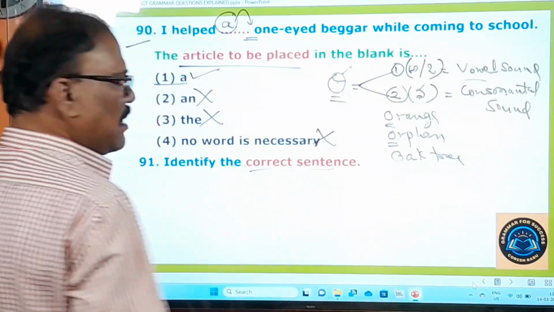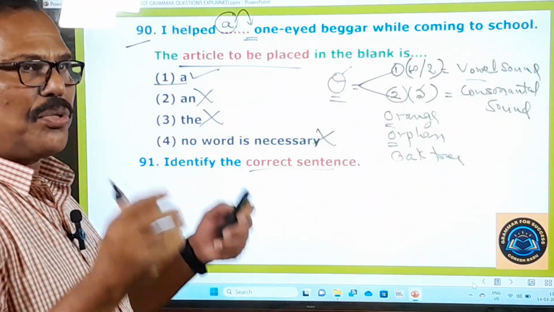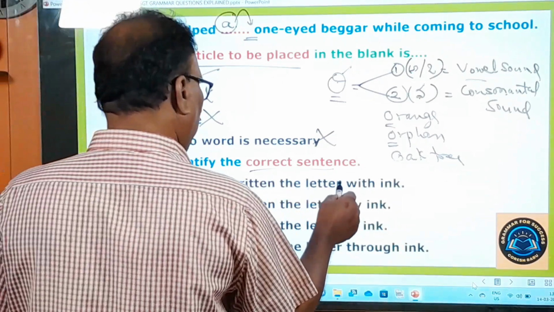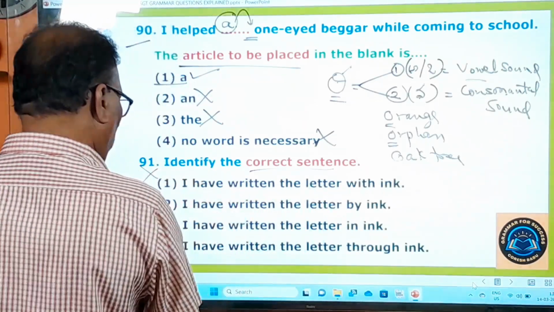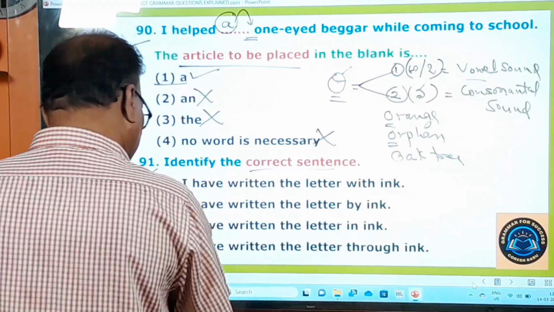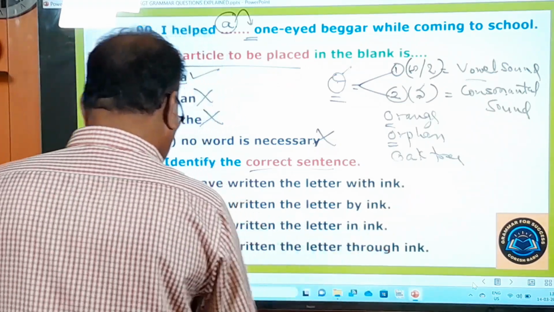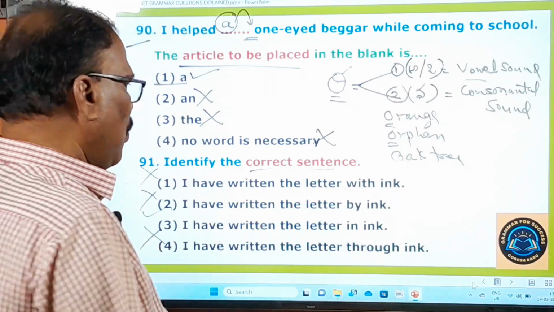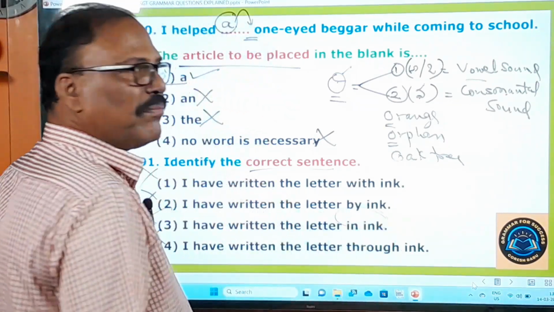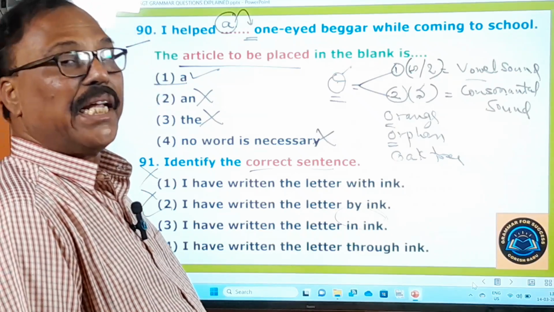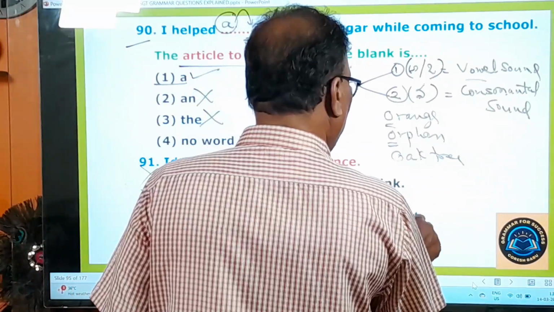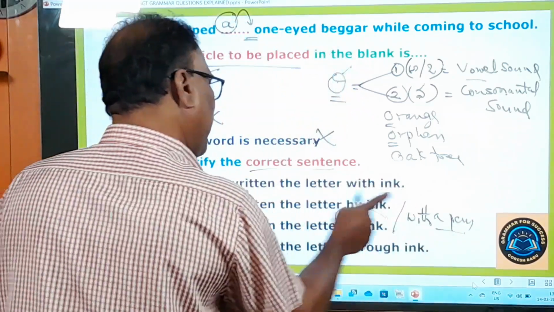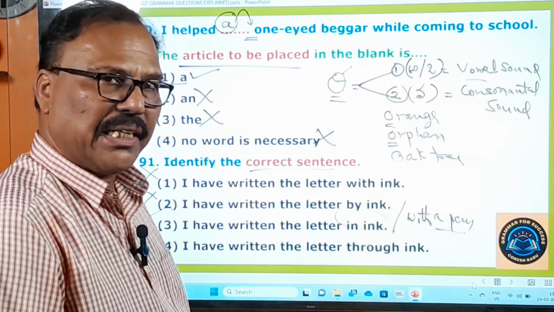Identify the correct sentence. He is asking you to choose the correct sentence. I have written the letter with ink. I have written the letter by ink, no. I have written the letter in ink, yes. I have written the letter through ink, no. So, dear DSC candidates, please remember one thing. You have to use always in ink, in pencil. In ink means with a pen. So I have written the letter with a pen, that's okay. I have written the letter in ink.